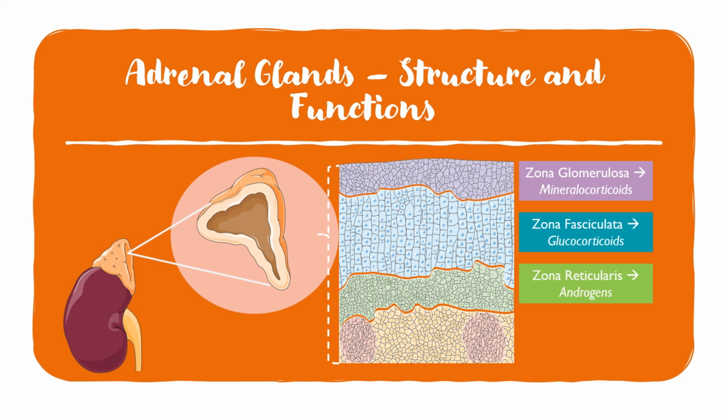The third layer down is called the zona reticularis, and this secretes androgens or sex hormones. And then the final inner layer is called the adrenal medulla, and this produces catecholamines like adrenaline. For the purposes of this video, we're mainly going to be focusing on the topmost layers, as these can be affected in Addison's disease.